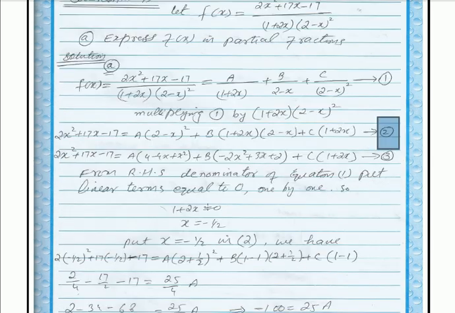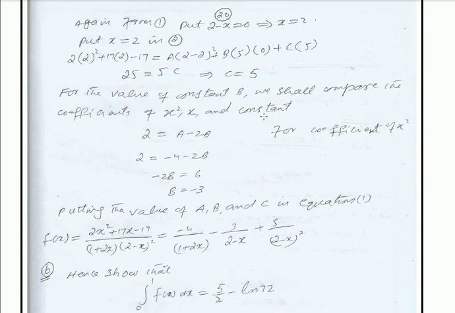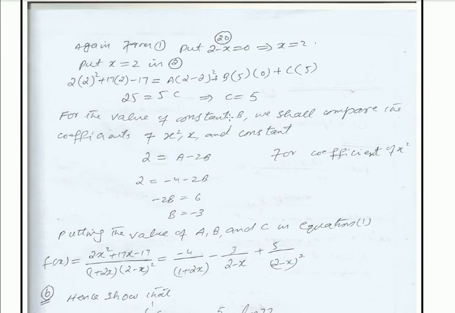Now we shall put 2 minus x equal to 0, because 2 minus x is a linear term. First we put 1 plus 2x equal to 0, and after that we put 2 minus x equal to 0. So x equals 2. When we put x equal to 2 in equation 2, we get C equal to 5.